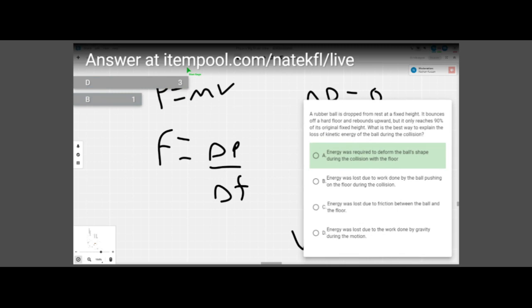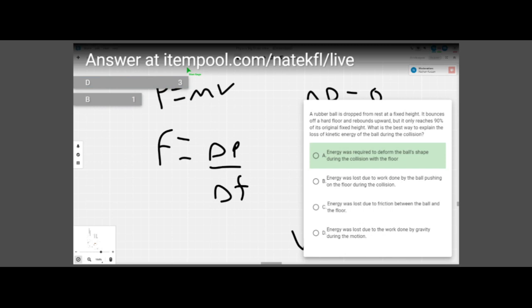Nice. Okay, so let's go through this with process of elimination. I'm going to start from the bottom. D says energy was lost due to the work done by gravity during the motion. So this is wrong because when you're dropping it, gravity is pushing the ball down. It's accelerating it, and the work done by gravity increases the kinetic energy, doesn't decrease it.